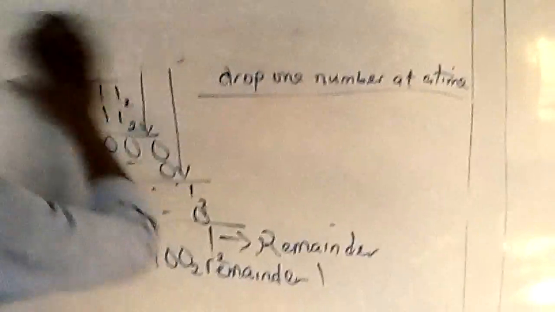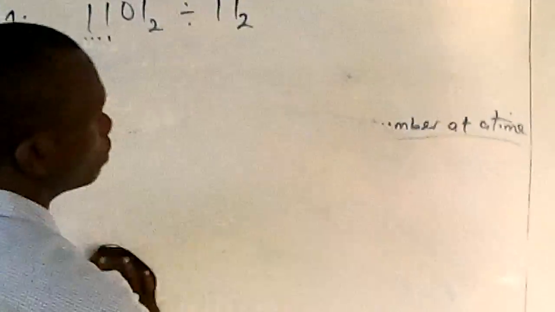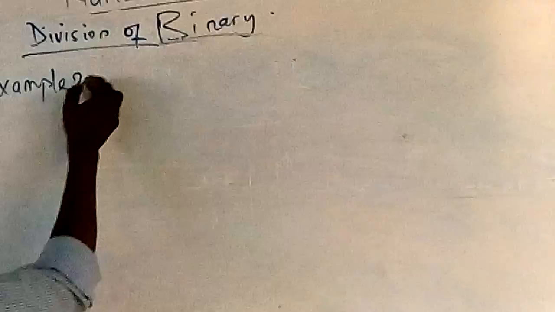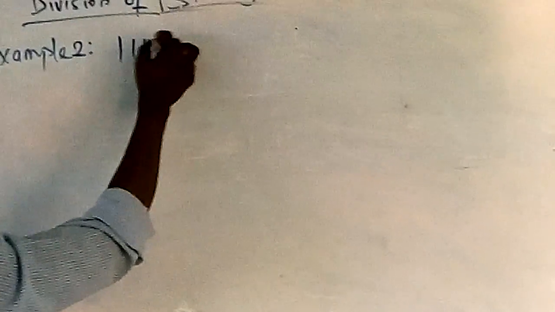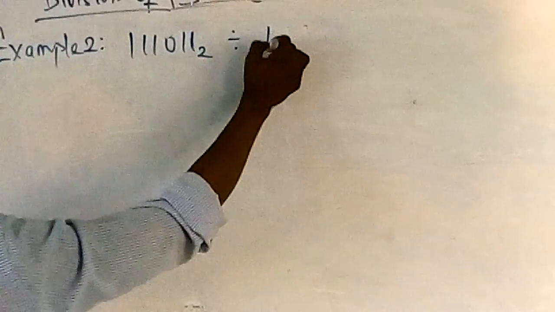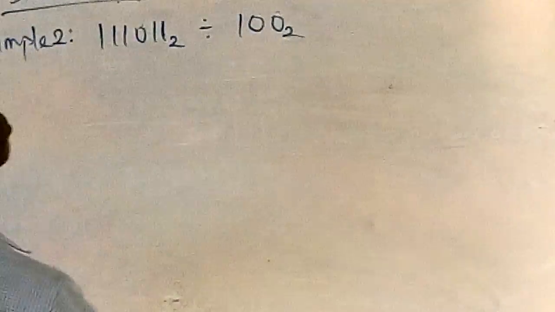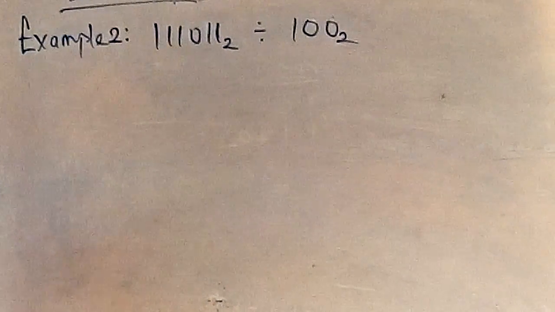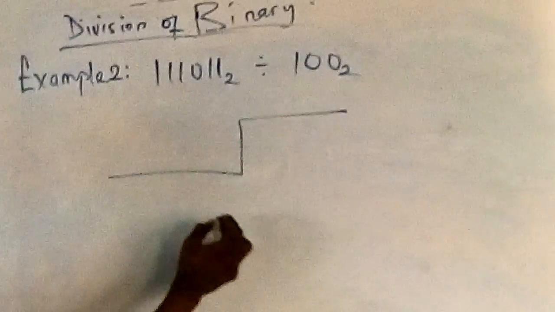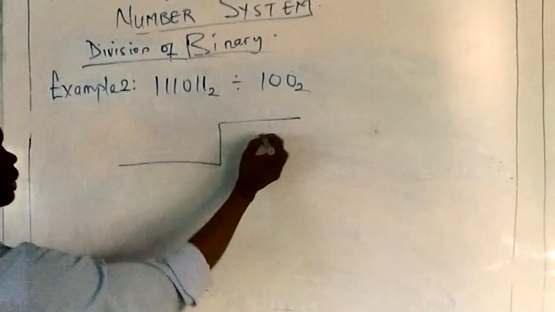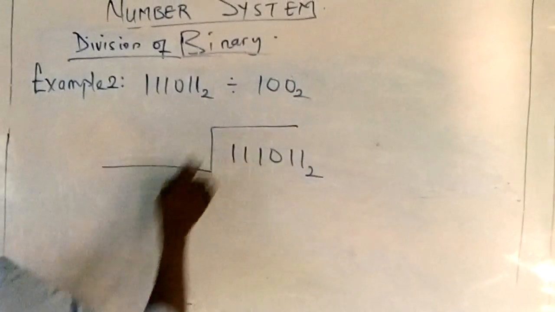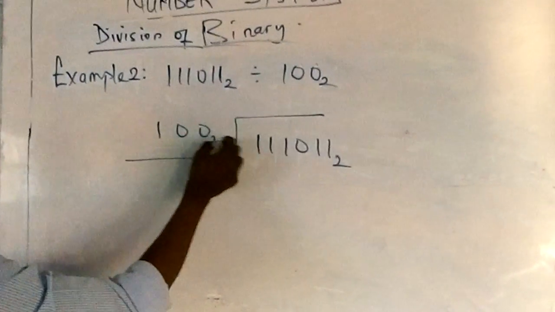So let us quickly take example 2. That should be a little bit complex, but we'll make it easier for us. 1, 1, 0, 1, 1 base 2, we want to divide it by 1, 0, 0 base 2. Now look at this. The numbers are getting bigger, but it is the same technique. Now you bring your division sign, and then bring this one inside, 1, 1, 0, 1, 1 base 2, and then bring your divisor outside.